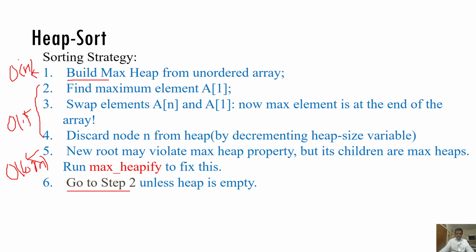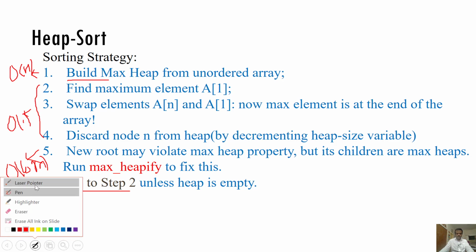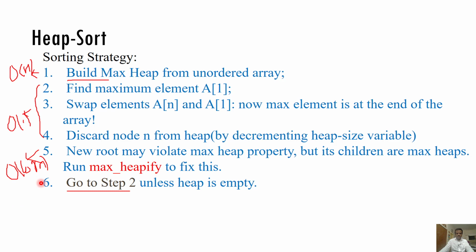So from here to here we have an order of n log n algorithm, because for the maxipify call, as long as the array size is order of n, in the worst case we have to go from the root to the leaf. So it is order of log n.